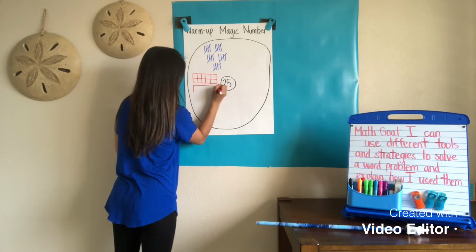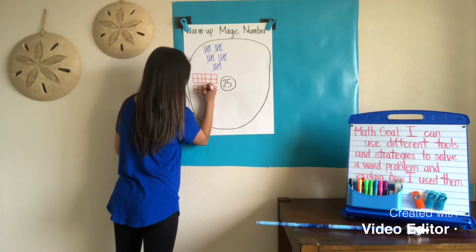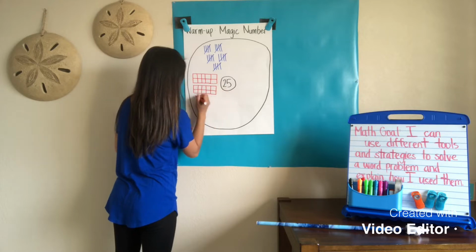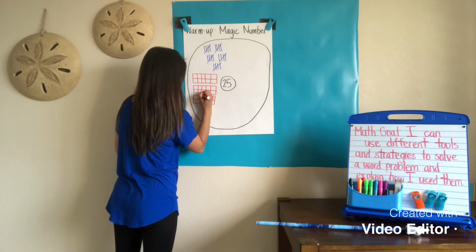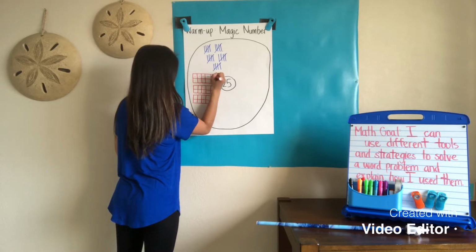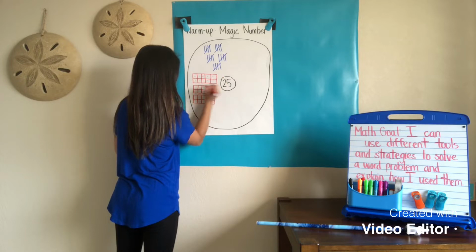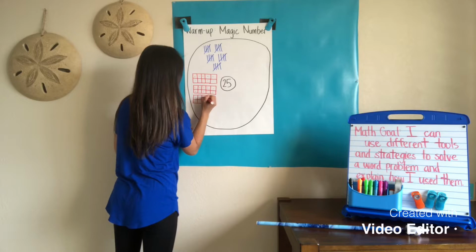So I'm going to need 1, 2, 3, 4, 5. 1, 2, 3, 4, 5. And then go ahead and mark your 10 frames, 10, 20, 25.